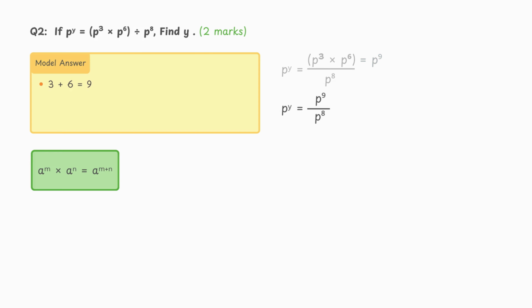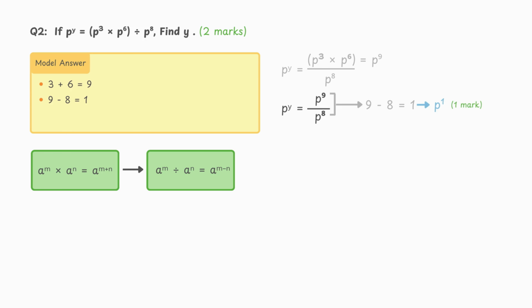Now the equation becomes p to the power of y equals p to the power of 9 divided by p to the power of 8. Next, we use the division rule for indices. When dividing powers with the same base, we subtract the indices. So 9 minus 8 equals 1. Therefore, p to the power of 9 divided by p to the power of 8 becomes p to the power of 1. Now the equation is p to the power of y equals p to the power of 1. Because the bases are the same, the indices must be equal, so y equals 1. The final answer is y equals 1.